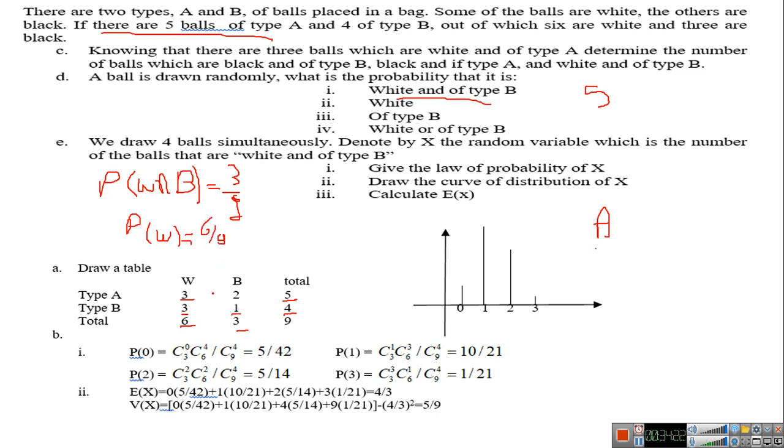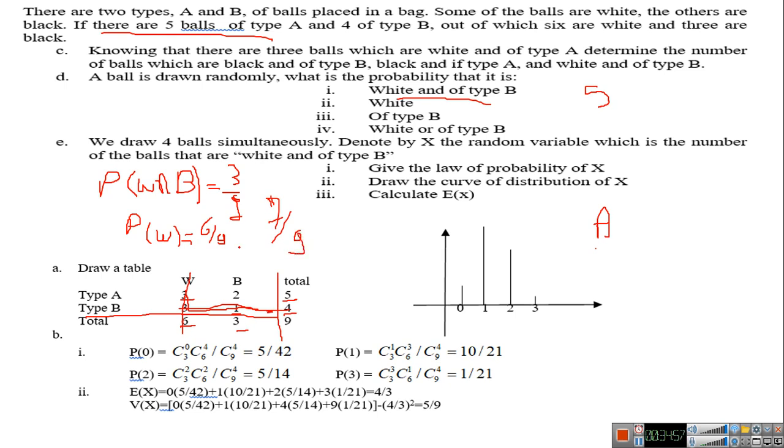White or type B? How many do I have? 3 plus 3, 6, 7, plus 4, 11, so it's 11. I have 11 choices. Here I have 6 plus 3, 9. Sorry, this is the total. So I want it white and or type B. So I have 3 plus 3, 6 plus 1, 7. This is the total. So I have 7 out of 9.